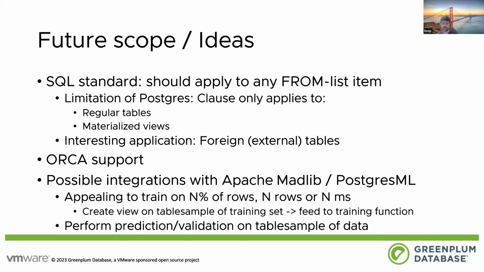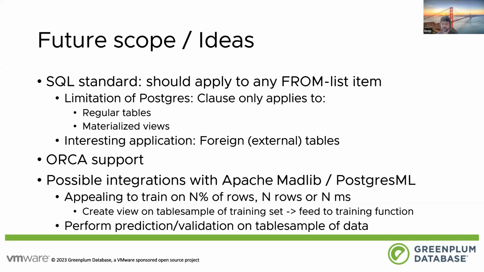So some ideas for the future. According to the SQL standard, you should be able to apply the table sample clause to any from list item. However, there is a limitation of Postgres because it only applies to regular tables and materialized views. It does not apply to, for example, foreign tables, right? Currently, Orca does not have support for sample scans. So if you run a query with table sample, it will fall back to Planner. This will be added in the future.